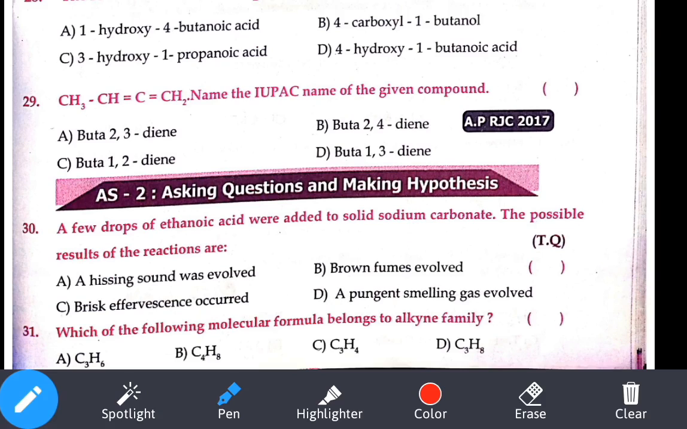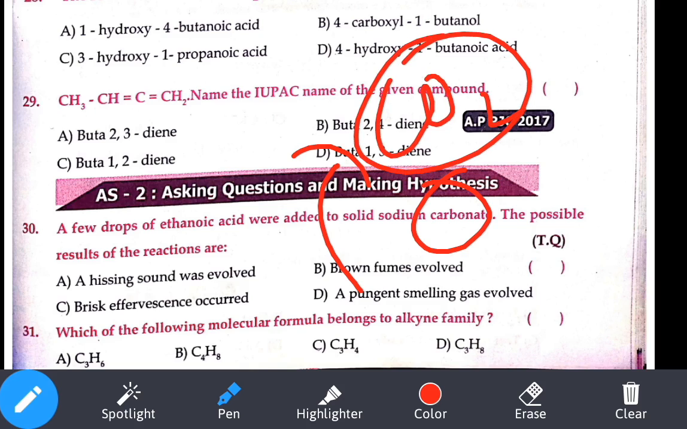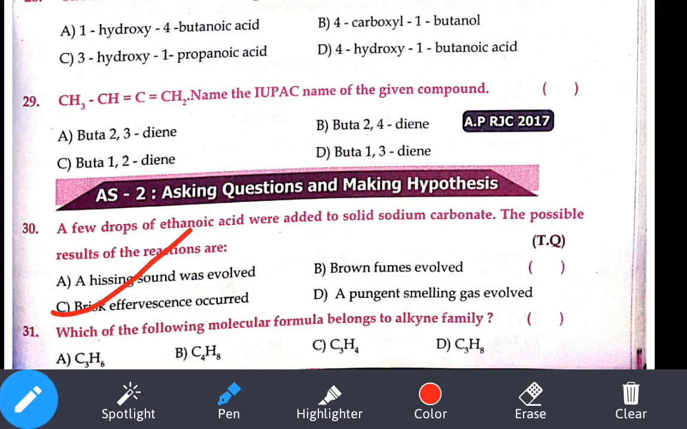30th question. A few drops of ethanoic acid were added to solid sodium carbonate. The possible result. See, carbonate, I always told in some other test papers in the sets, carbonate means what is the gas? You will get carbon dioxide. The possible result of the reaction is that carbon dioxide is called brisk effervescence. Option number C is our answer.